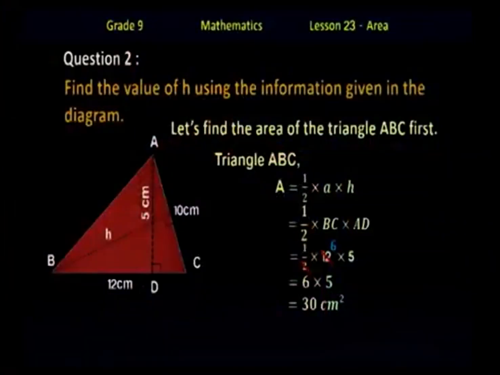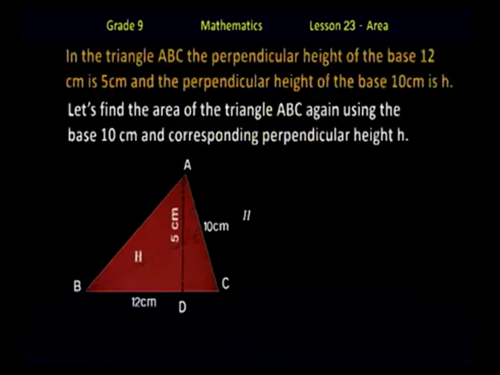Then students, how can we find it? We got the area of the triangle ABC. Now let's find out the perpendicular height using the answer we obtained, 30 square centimeters. Then we know the area. Again we can find the area of triangle ABC using the base AC. It is 10 centimeter. How can we write?